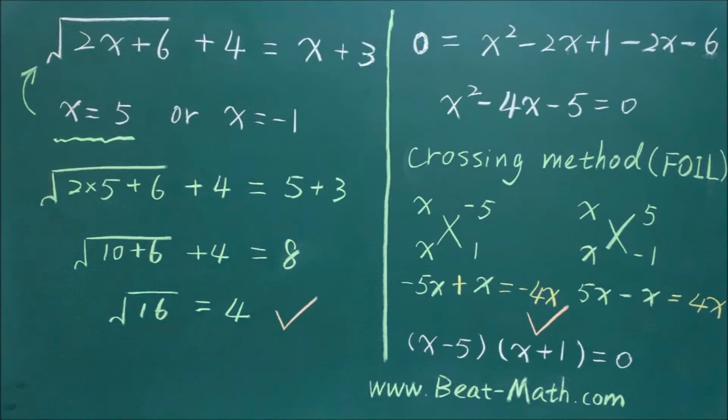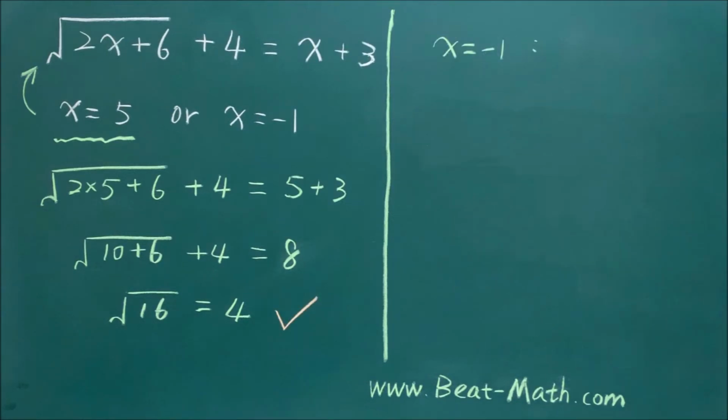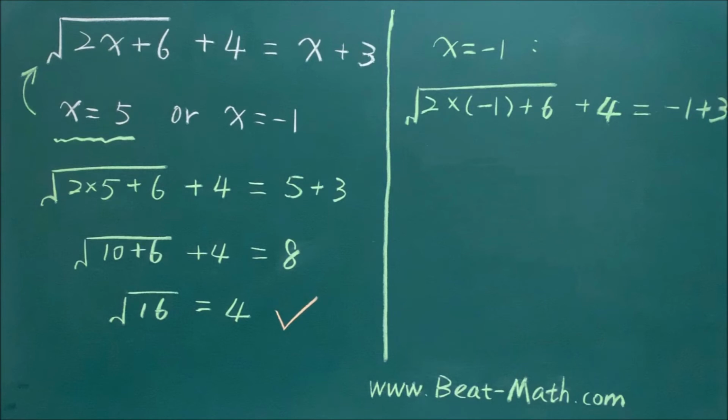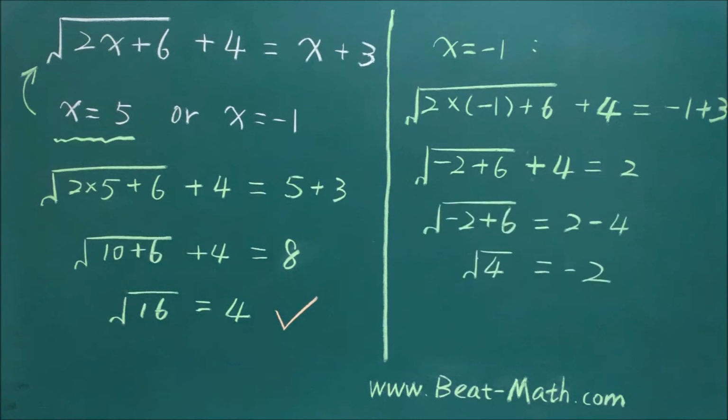It's correct. Then plug x equals -1 into it and we get the square root of 2 times -1 plus 6, plus 4, equals -1 plus 3. The square root of -2 plus 6, plus 4, equals 2. The square root of 4 equals -2. Oops, we have a problem because any square root must be greater than or equal to 0. It can't be negative, so x equals -1 is not the solution. We only have one solution, x equals 5.